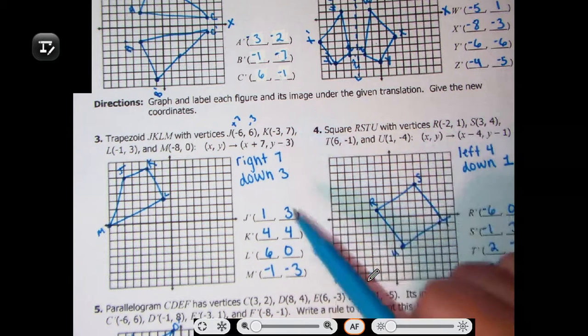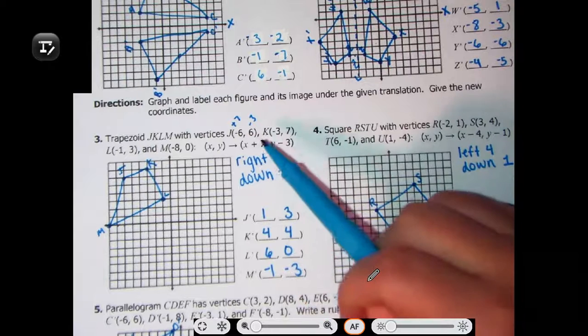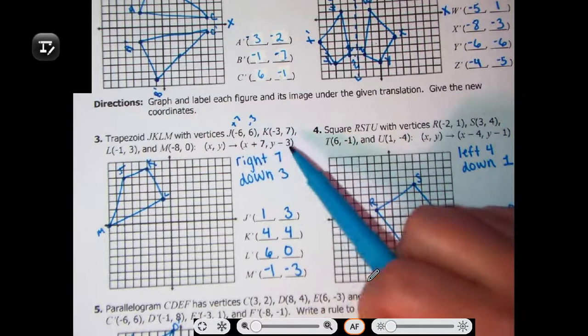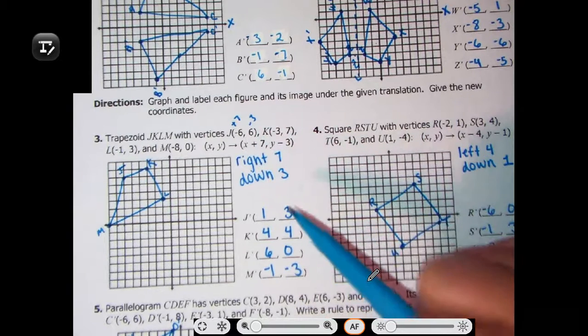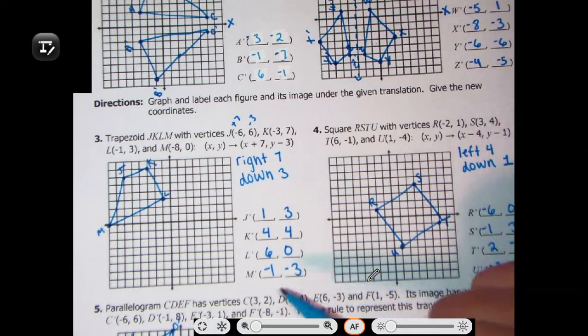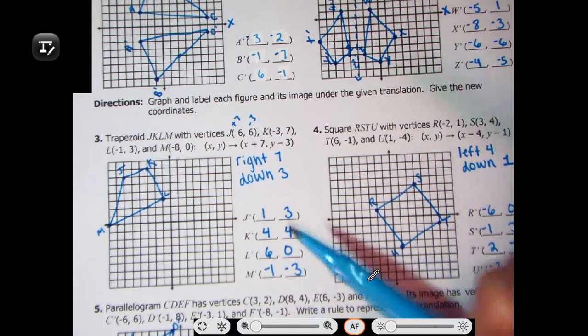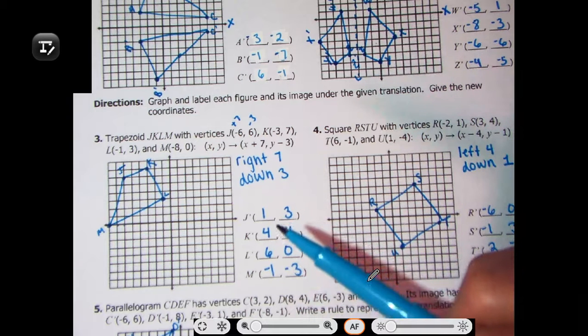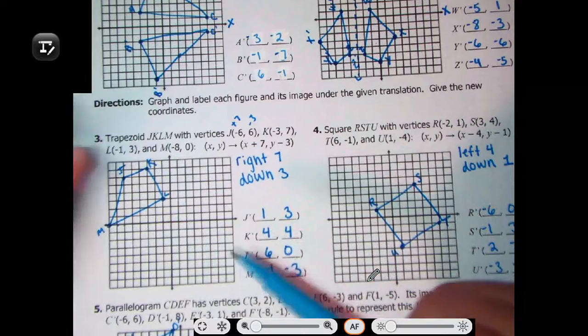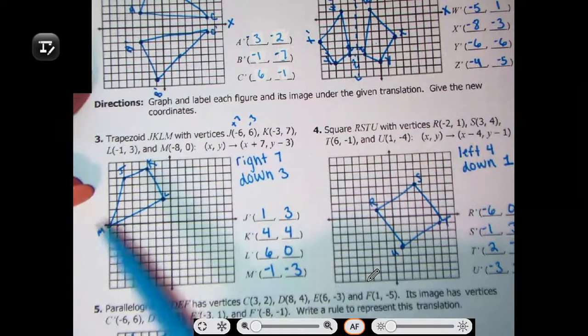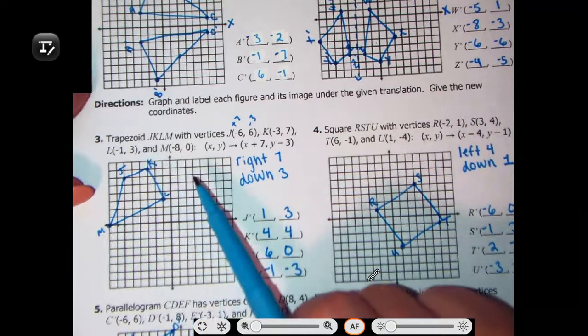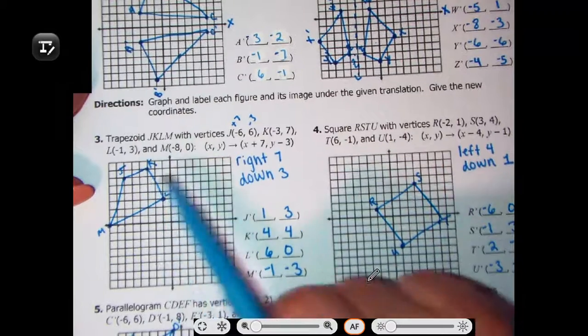You can either get your points first by adding 7 to all your x values and subtracting 3 from all your y values. That'll give you your points, and then you can graph them. If you prefer that way, that's perfectly fine. Or you can count each point. So like I can go to J and I can count 1, 2, 3, 4, 5, 6, 7, and then go down 3 and do that for each point.